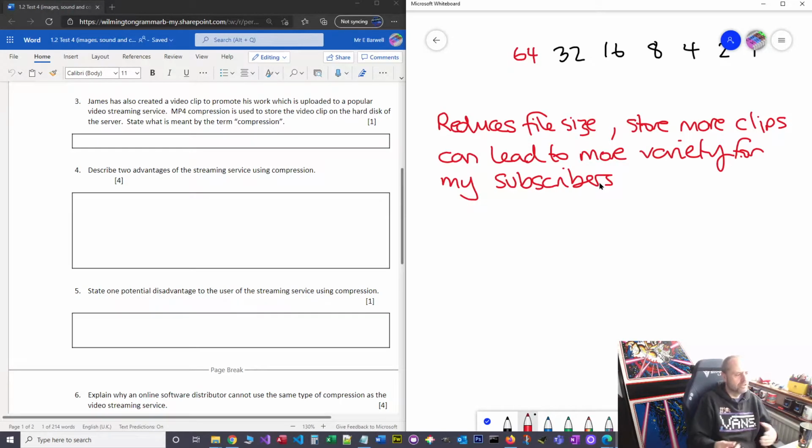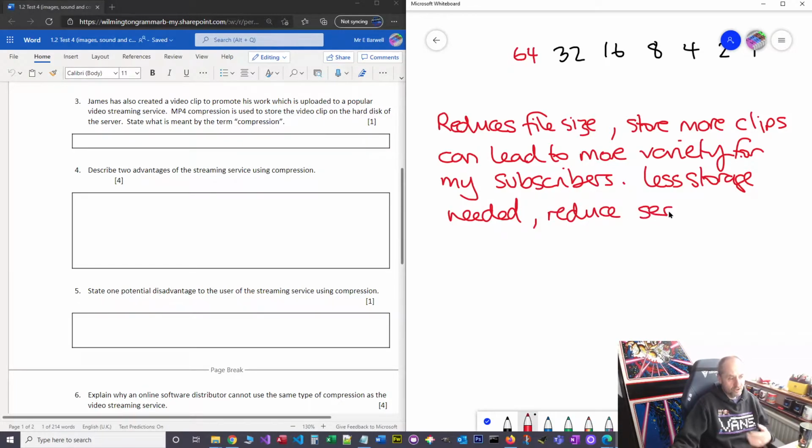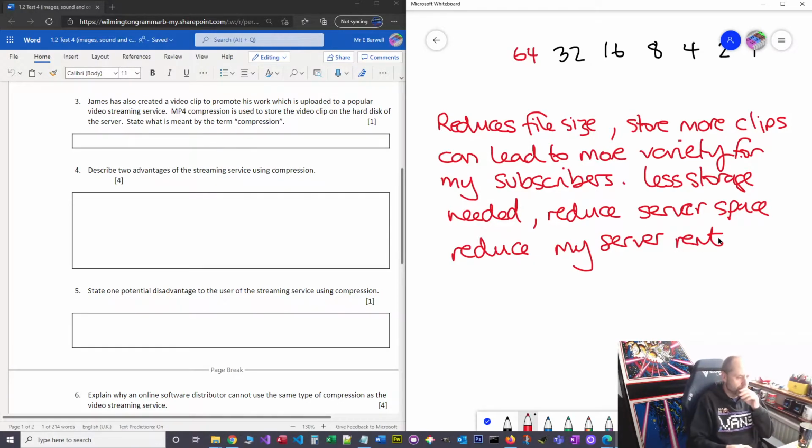Okay, so other advantages of that file size would be things like, okay, so that's less storage needed, would be another one. Which means I could maybe reduce the amount of server space I need. And I'm probably renting that as well. So reduce my rent. Now, obviously, we're talking about scales here, but we haven't really got much more context than that. So there are lots of reasons why that file size matters.